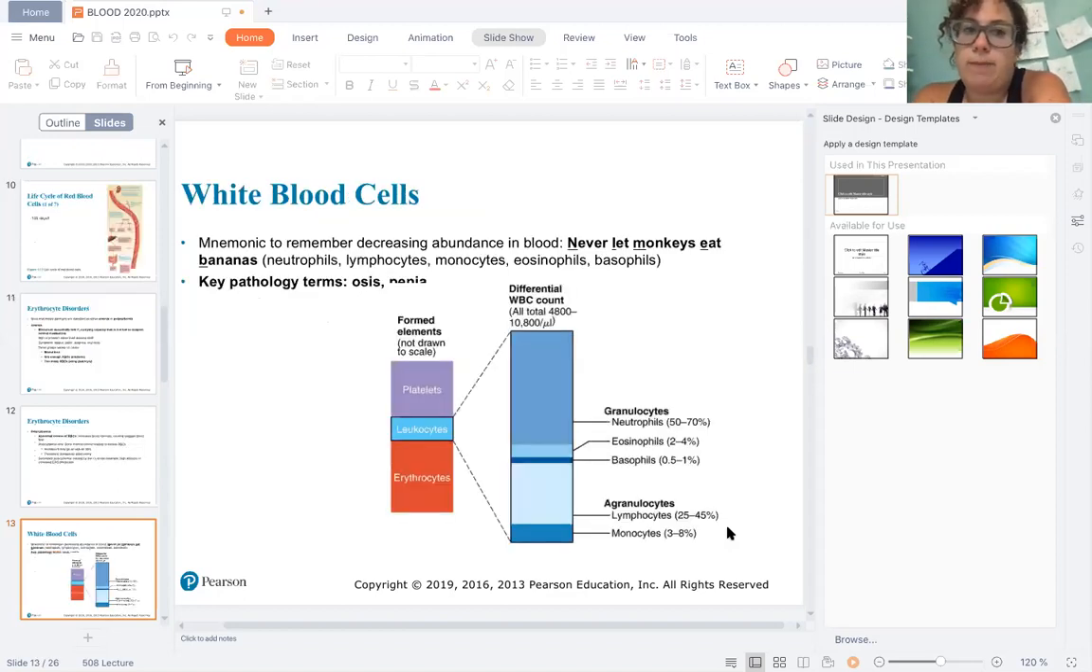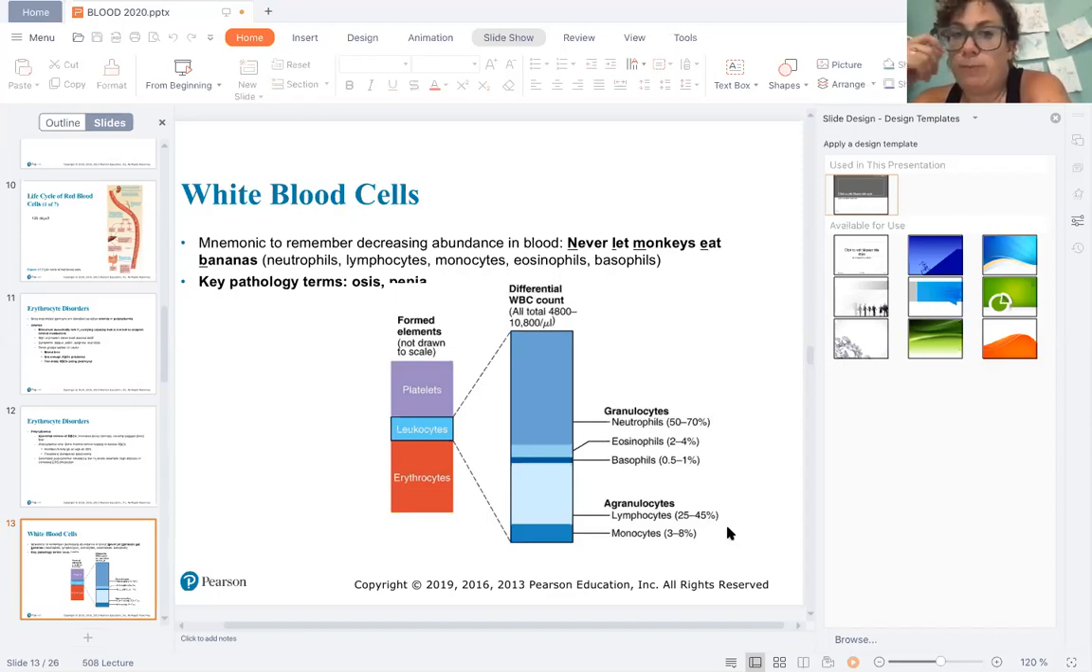Okay. Then there's the other part of the blood, the buffy coat, so the white blood cells. White blood cells come in 5 different flavors, and you need to know the abundance, and you also need to know what they do. So there's a mnemonic for that. It's called never let monkeys eat bananas. So neutrophils, lymphocytes, monocytes, eosinophils, basophils. That's the order of abundance. So neutrophils are the most abundant in the blood.